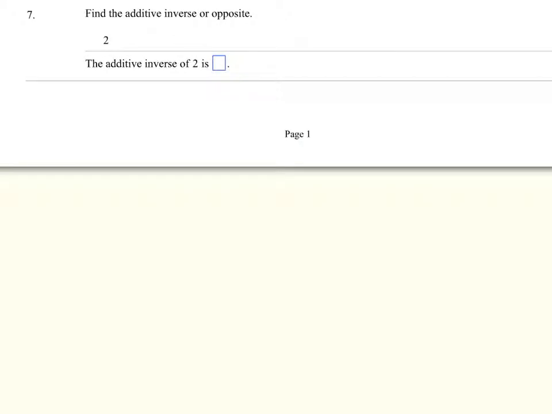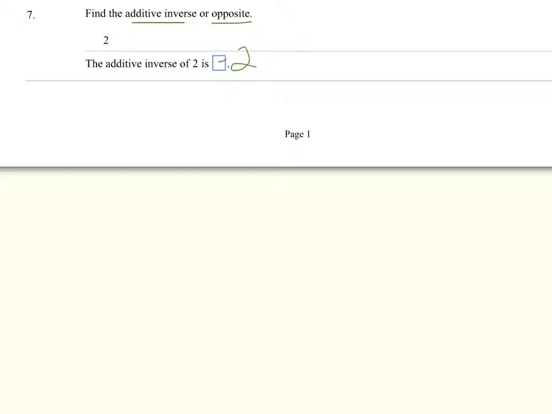Okay, the next one we want to look at is number 7, and this is just really a vocabulary word here, not a word problem. Number 7 says find the additive inverse or opposite of 2. The additive inverse or opposite is negative 2. So if it's a positive number, the additive inverse is a negative number. If the number was negative, the additive inverse or the opposite would be a positive number.